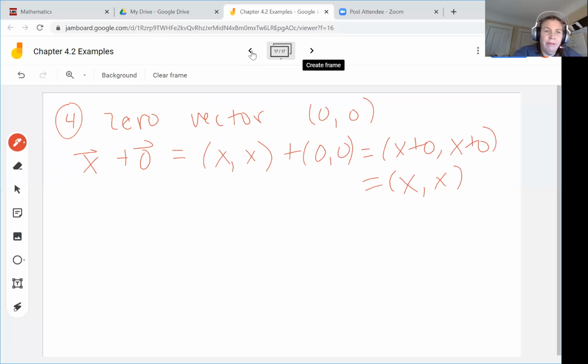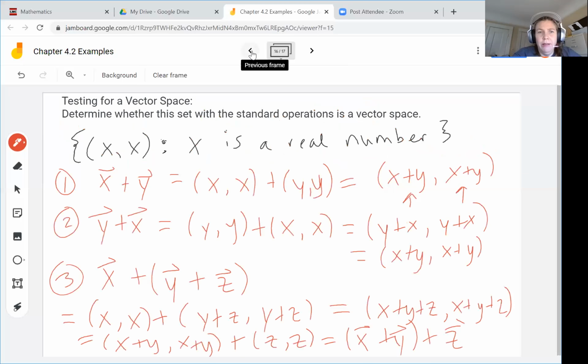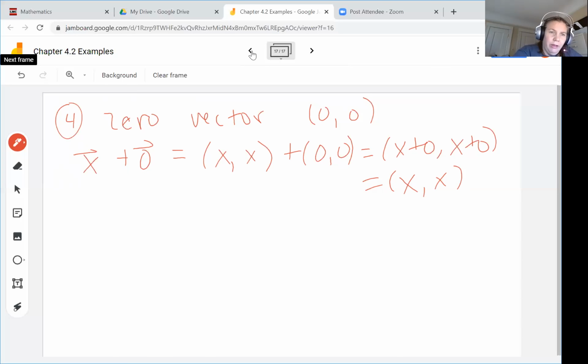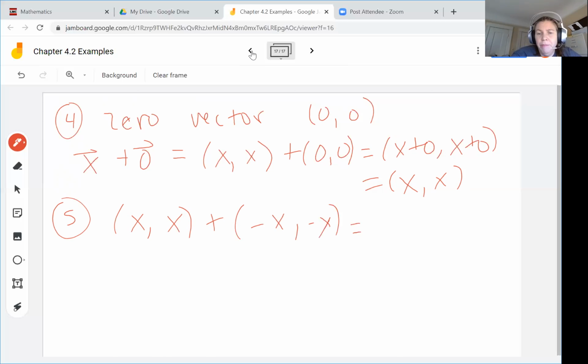And then the additive inverse, because we're in the real numbers, x is a real number, so our additive inverse is going to be just negative x. So if you've got (x, x) plus (negative x, negative x), which is still part of the real numbers, then you get x minus x and x minus x. So you get the 0 vector here, and you've got an additive inverse. You could say, if you want, that this equals the 0 vector.